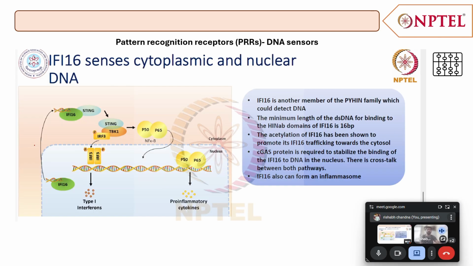So another sensor that we talked about is IFI16. So this is present both in the cytoplasm as well as in the nucleus. So once IFI16 recognizes the DNA, it leads to the same common pathway for the type 1 interferon production, that is the IRF3 and the TBK1. Okay, so this is how different DNA sensors function.